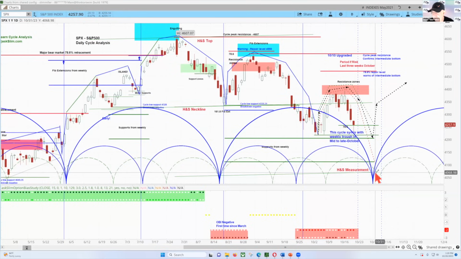That's at about 4070 if it wants to complete that measurement. The next week to week and a half, very, very risky right in here. And that's likely going to have that capitulation that we're looking at.